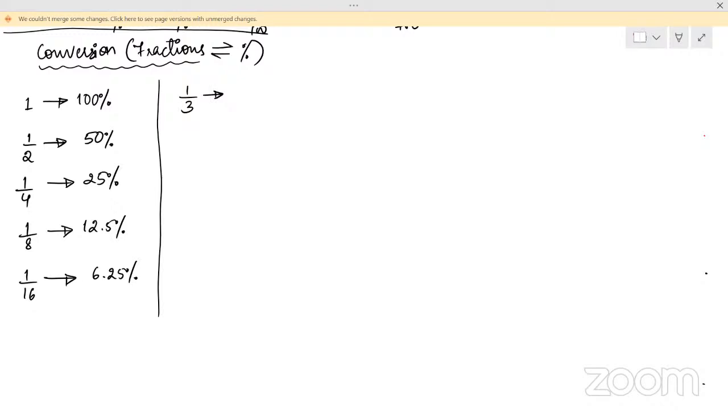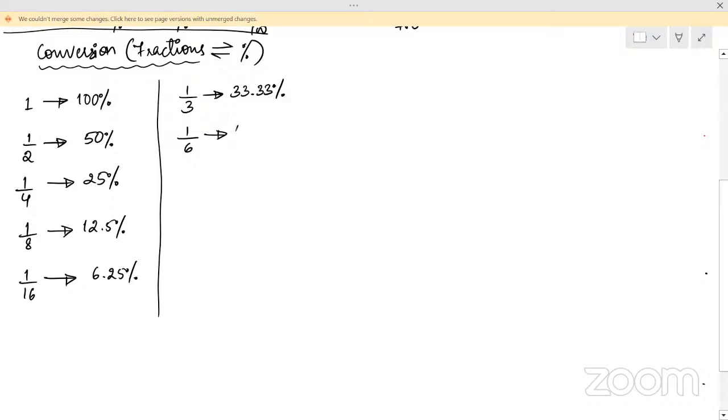Now we'll see 1/3. What is 1/3? 33.33%. Very good. Half of 1/3 is 1/6. And this will be half of this. Half of 33.33. What is that?